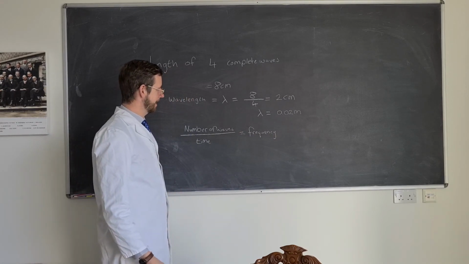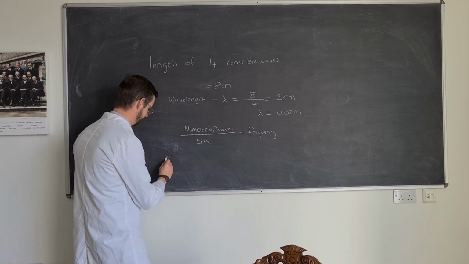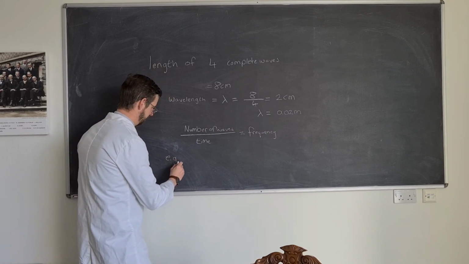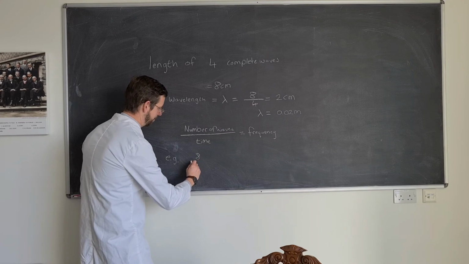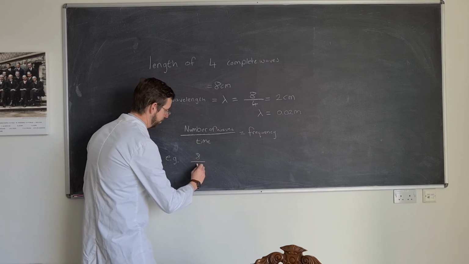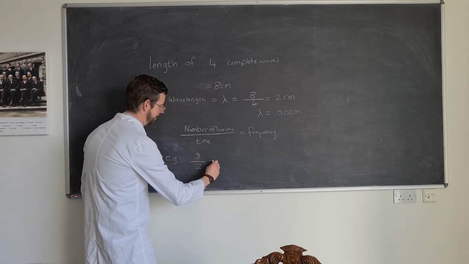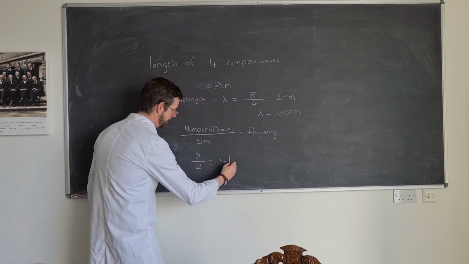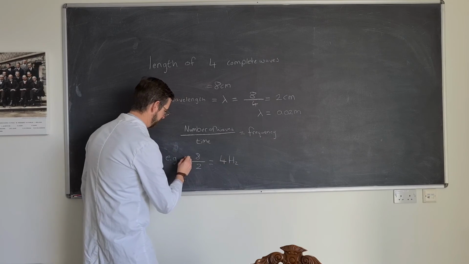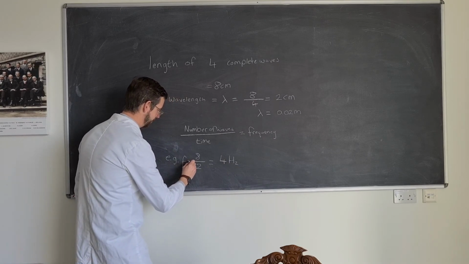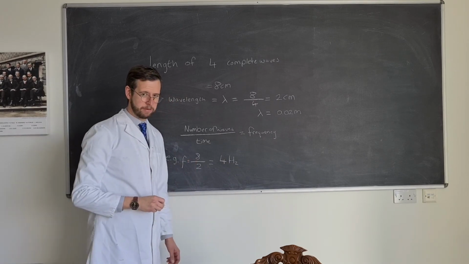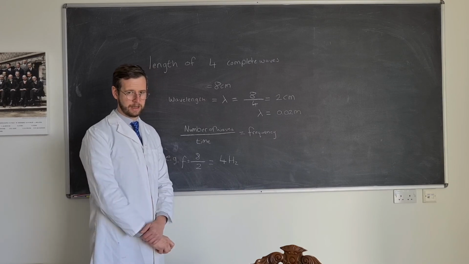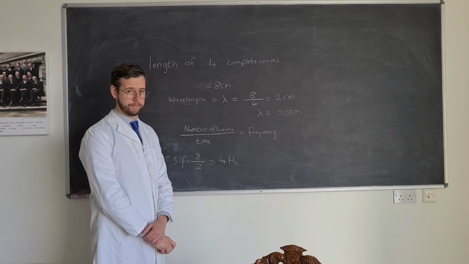So imagining that, for example, 8 went past in 2 seconds, then my frequency would be 4 Hertz. That would be my frequency. Now hopefully from the video you can work out what the frequency of those waves were.